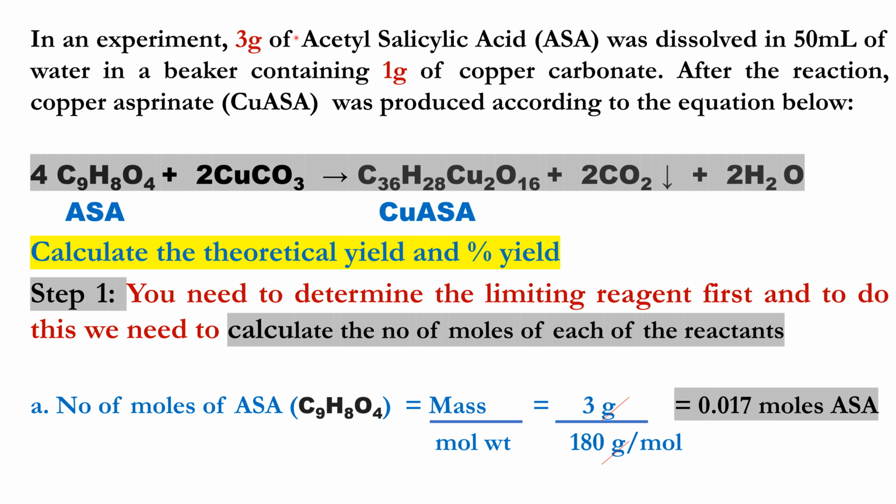So the mass for acetylsalicylic acid that is given is 3 grams. So we put 3 grams here. And the molecular weight for acetylsalicylic acid is 180 gram per mole. So this gram, we cancel this gram, and if we divide this, it will give us 0.017. So this mole will come up, so the unit will be in moles. So we have 0.017 moles of acetylsalicylic acid.